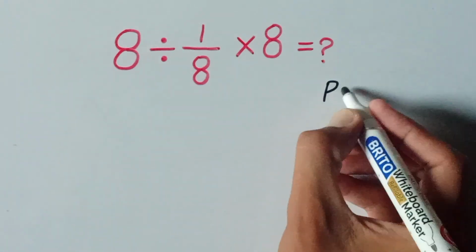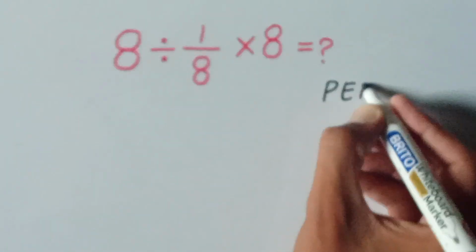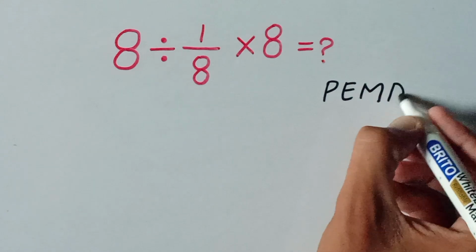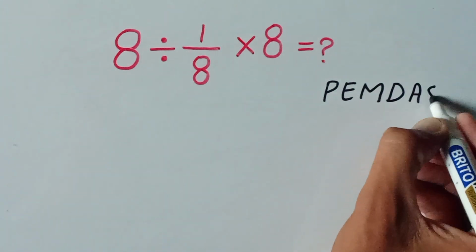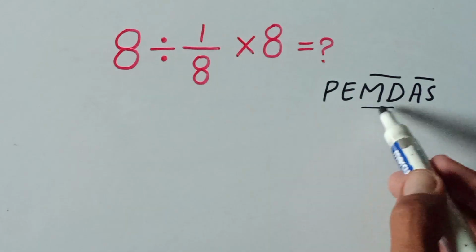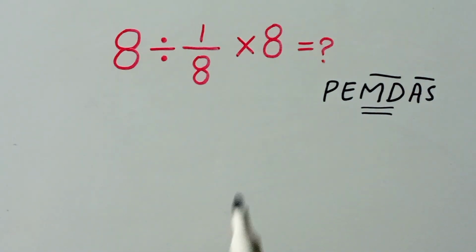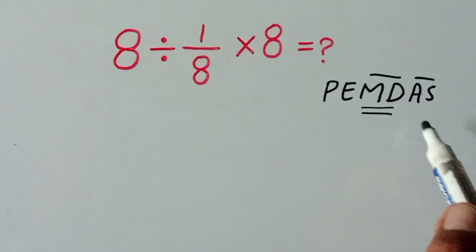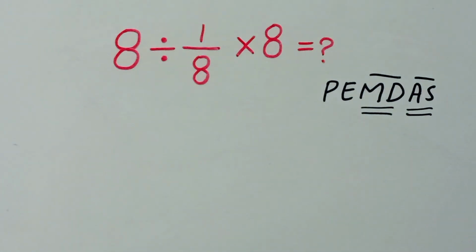where P stands for parenthesis, E stands for exponent, M stands for multiplication, D stands for division, A and S stand for addition and subtraction. Guys, in PEMDAS, multiplication and division have equal priority and we have to go from left to right. Similarly, addition and subtraction have equal priority and we have to go from left to right.